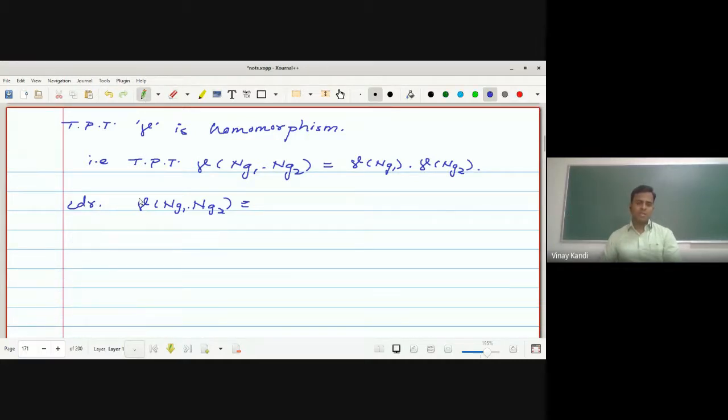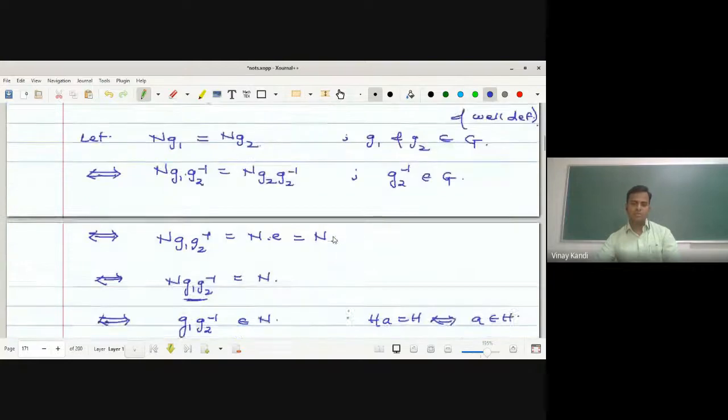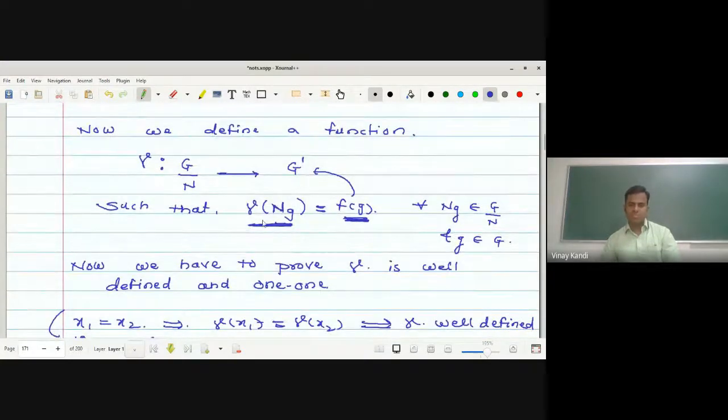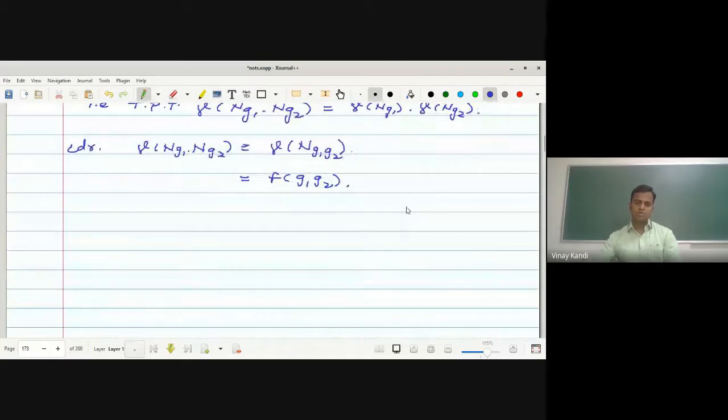Similarly, whatever be the binary expression. So here gamma of ng1 into ng2 is equal to what? Gamma of ng1 g2. By the definition of gamma, gamma of ng1 g2 is equal to f of g1 g2. Look here, what is gamma? How did you define your function gamma? Gamma of ng is equal to f of g. So gamma of ng1 g2 is equal to f of g1 g2. But f is what? Onto and homomorphism. Hence, f satisfies this property.